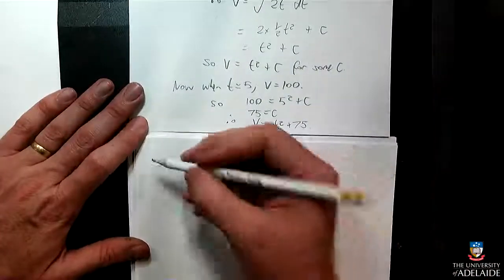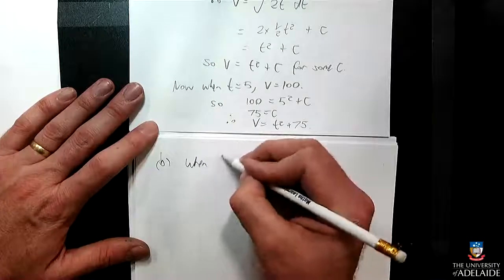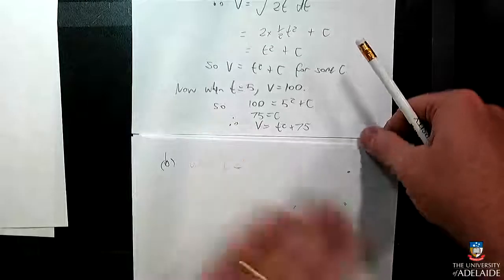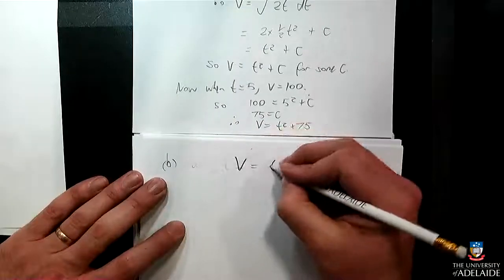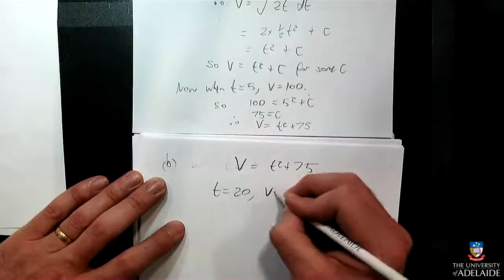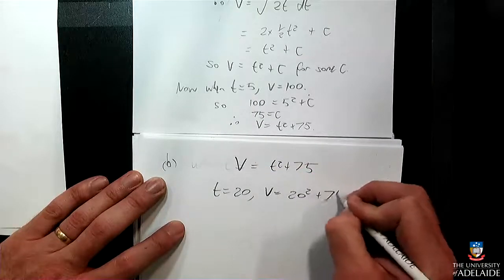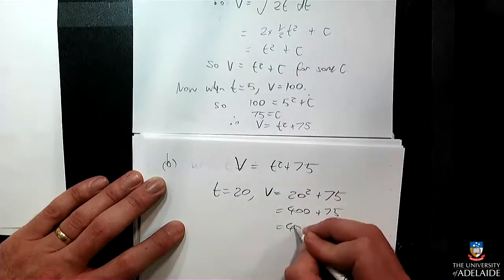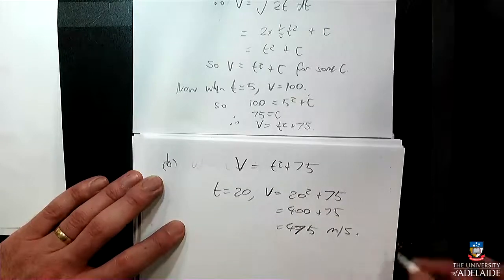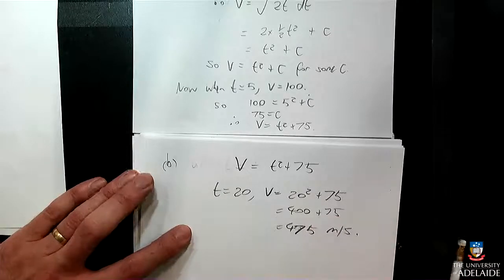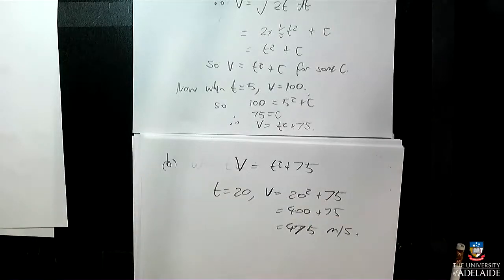And so now when I do B, I'm just going to write down the whole formula again. V is equal to t squared plus 75. So when t is equal to 20, v is 20 squared plus 75, which is 400 plus 75, which is 475 meters per second. And so I find this version of the working much easier to follow than the other, but some people feel the other way around.